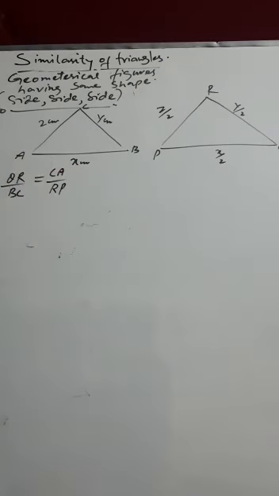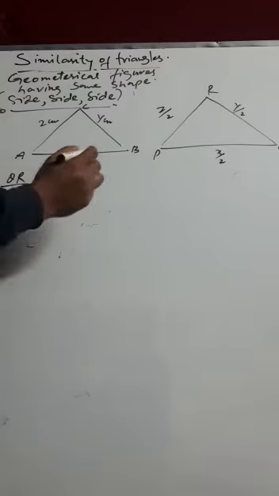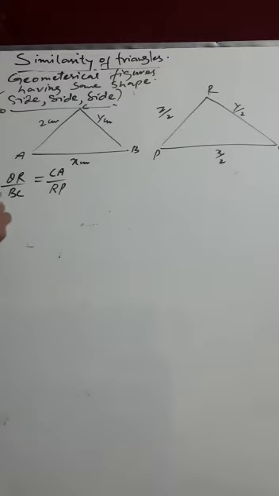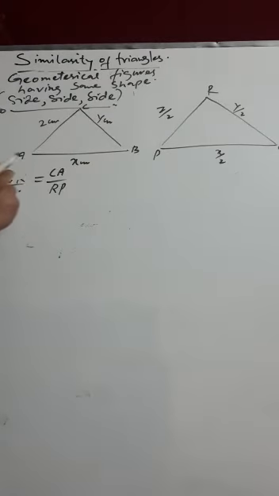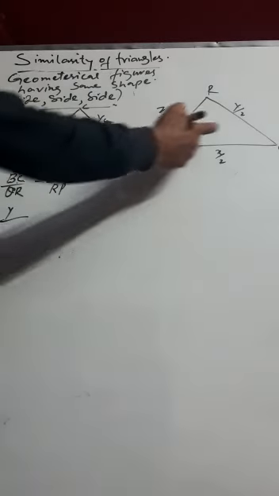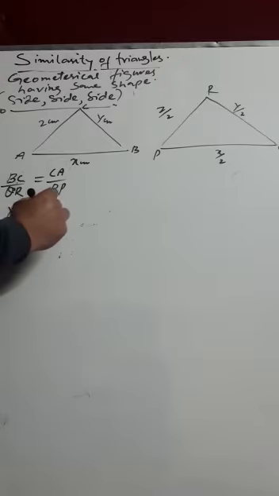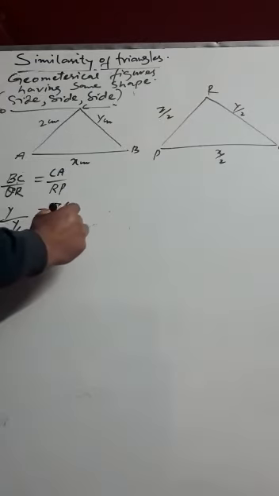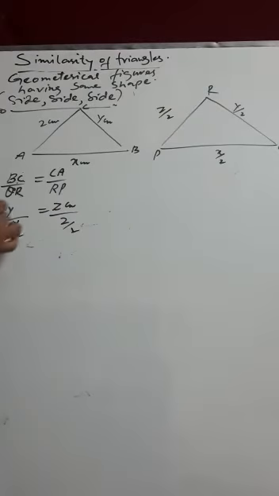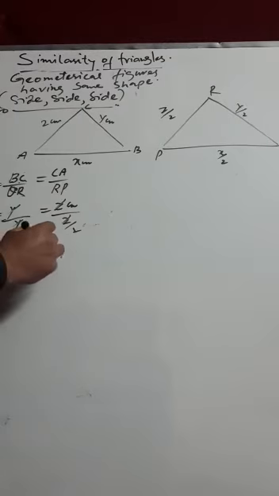It means AB has x centimeter of length, while PQ has x by 2 centimeter of length. This BC, and then QR, has y centimeter of length, and QR has y by 2 centimeter of length. Then CA has z centimeter of length, and RP has z by 2 centimeter of length. This x and x, y and y, z and z cancel. So what we get is 2 by 1 here, 2 by 1 here, 2 by 1 here.